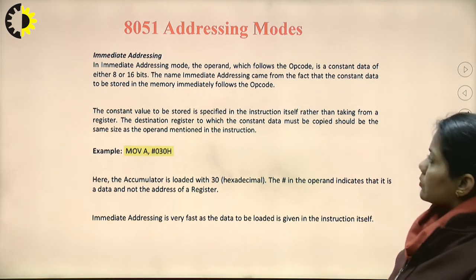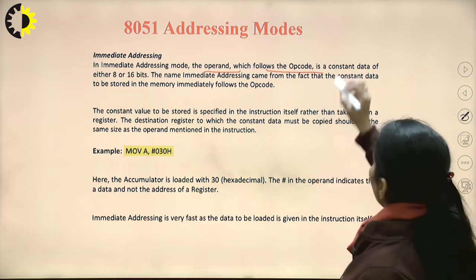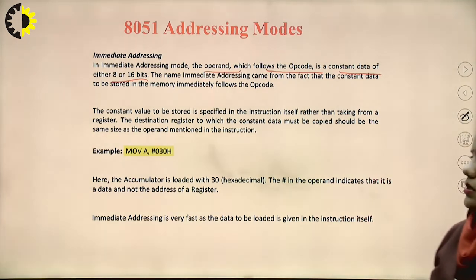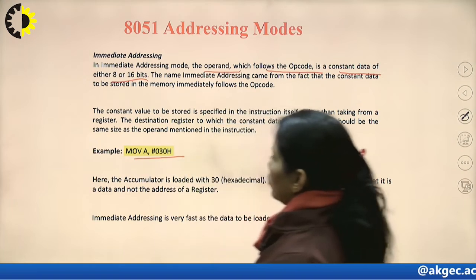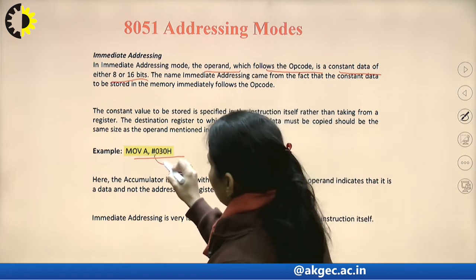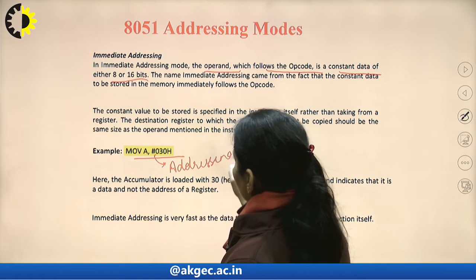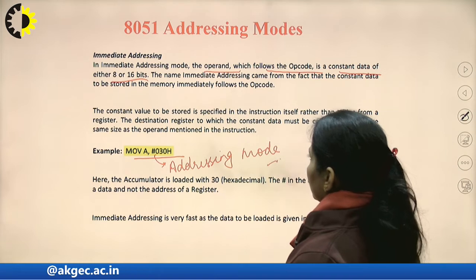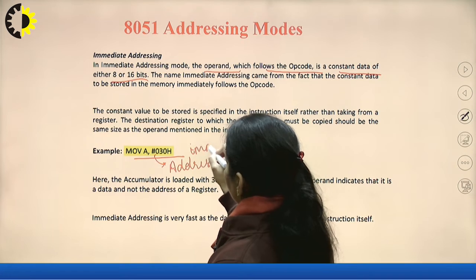So the first addressing mode is immediate addressing mode, in which the operand follows the opcode, that is the constant data of either 8 or 16 bits is represented in the instruction itself. For example, see this example, MOV A, #030H. So this hash represents the addressing mode. So that is the immediate addressing mode.